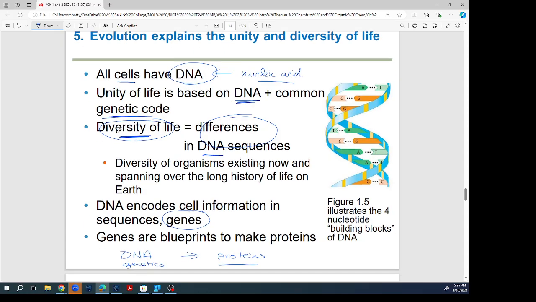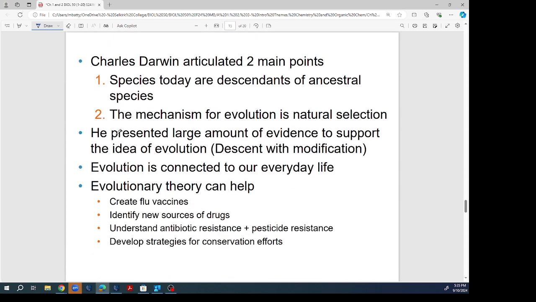All right, almost there. If we were to talk about evolution, it's hard to not talk about the father of evolution, Charles Darwin. He had two main points. Basically, he said that all the species that are alive today are descendants of ancestral species. It doesn't mean that we evolved from apes. It means that we had a common ancestor way back in the time. And so that idea of descendants of ancestral species was a key tenet of what Charles Darwin said.